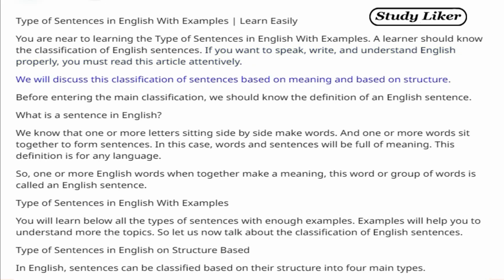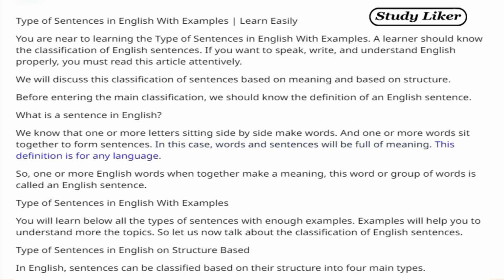We will discuss this classification of sentences based on meaning and based on structure. Before entering the main classification, we should know the definition of an English sentence. What is a sentence in English? We know that one or more letters sitting side by side make words, and one or more words sit together to form sentences. In this case, words and sentences will be full of meaning.